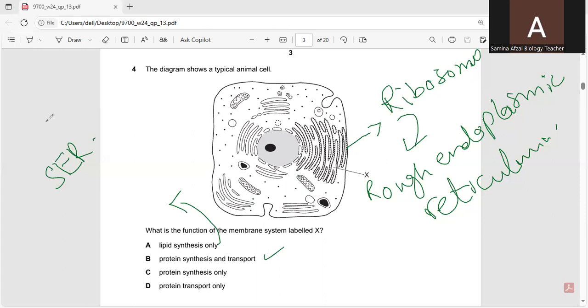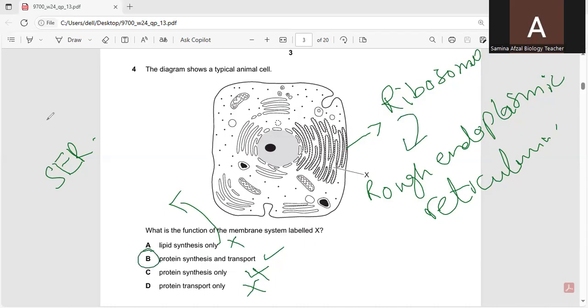So B can be the correct option. And C is protein synthesis only. Besides protein synthesis, transportation is also its function, so this is not the correct option. And D is transport only. No, it not only transports, but it also synthesizes the protein. So only B is the correct option.